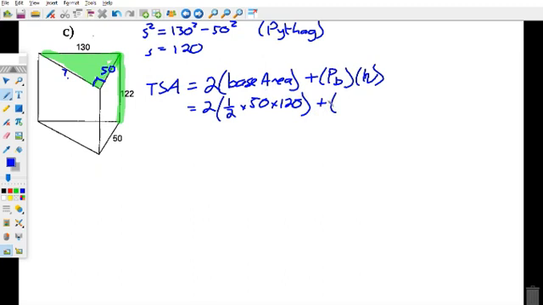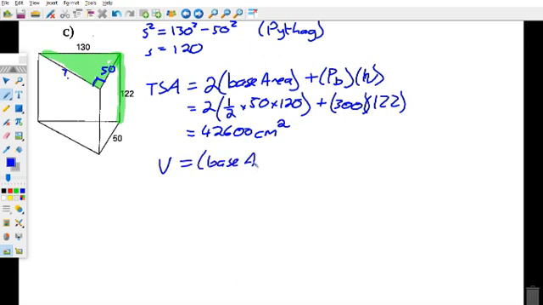Okay, so we're going to work out the perimeter. So it's 120 plus 130 plus 50. We're going to get a perimeter of 300 and my height of 122. So plug it in your calculator. You're going to get 50 multiplied by 120 plus 300 times 122. Then we're going to get an area of 42600 centimeters squared.